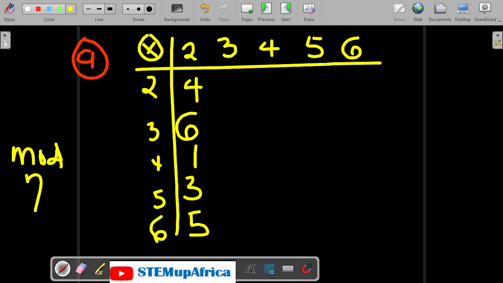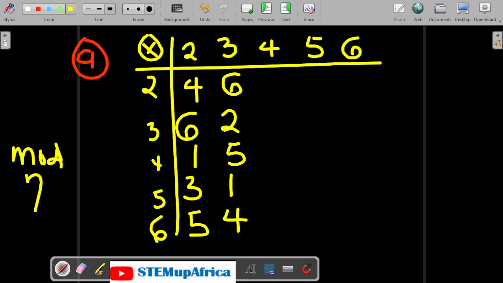Here becomes 5. 3 times 2 is 6. It's less than 7. I will write down the 6. Then 3 times 3 is 9. How many 7 are in 9? Is 1. What is remaining is 2. Then 3 times 4 is 12. How many 7 are in 12? Is 1. What is remaining is 5. Then 3 times 5 is 15. How many 7 in 15 is 2? What is left? 1. 3 times 6 is 18. How many 7 in 18 is 2? What is left? 4.